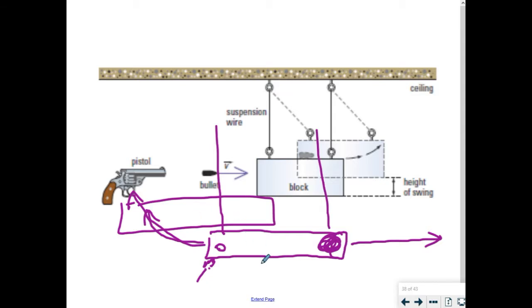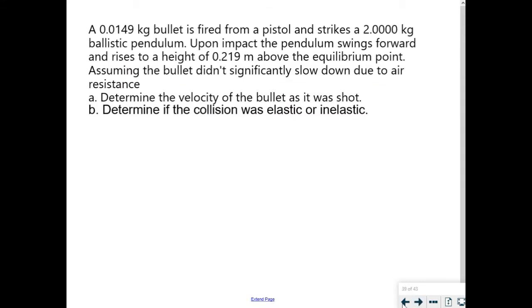So why don't I just start the example, because I just have one example here and then we're done for the day. Let's read this one here. Let's say that you have a bullet and it gets fired from a pistol and it hits this ballistic pendulum. So the whole point of it is it's supposed to swing up a little ways.